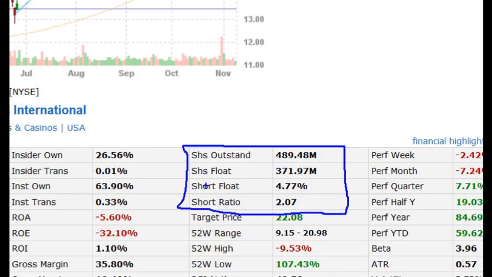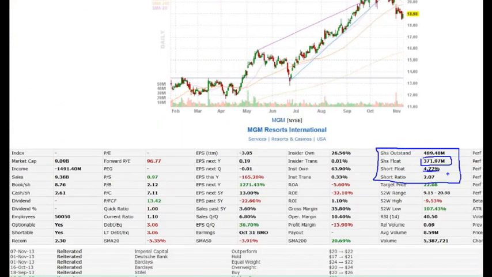Okay. The short float here shows what percentage of the shares are being shorted. So out of 370 million shares, you have about 5% short. Okay, betting on the downside.